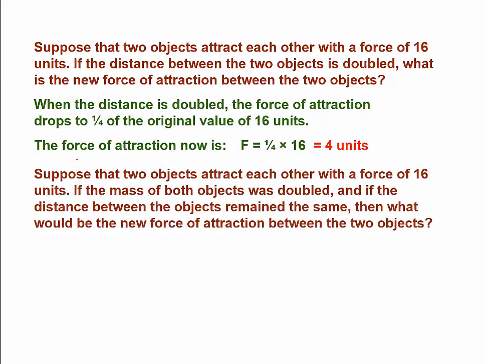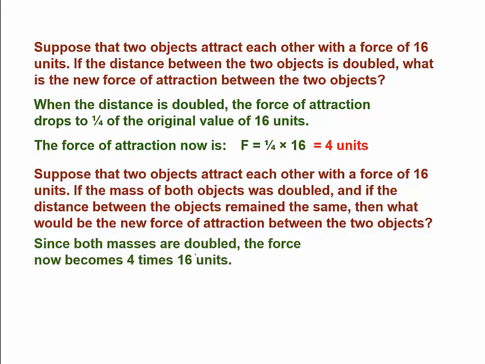Another one. Suppose that two objects attract each other with a force of 16 units. If the mass of both objects were doubled, and if the distance between the objects remained the same, then what would be the new force? What do you think? The mass of each object is doubled. That means the final force will be 4 times the original force, namely 64 units.